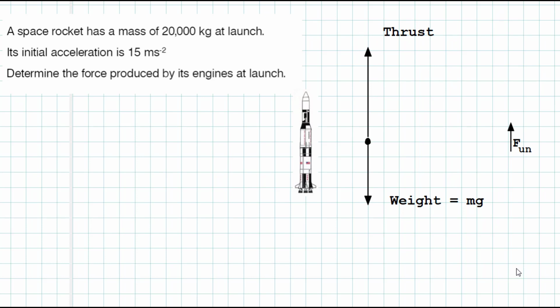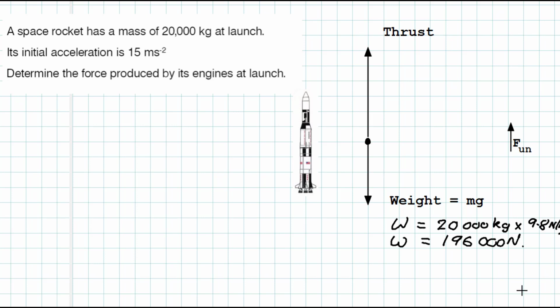So we've got to find the thrust of the rocket. Now, the first thing is that we can find the weight of the rocket. That's quite easy to do. So the weight, W, is equal to the mass times the gravitational field strength. So the mass is 20,000 kilograms multiplied by 9.8 newtons per kilogram. So we'll do that in your calculator and you should get an answer of 196,000 newtons.